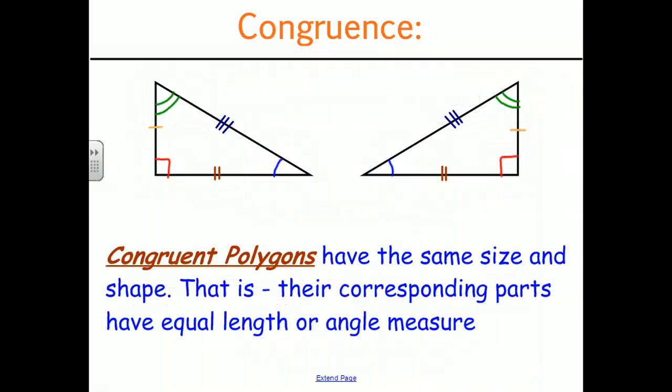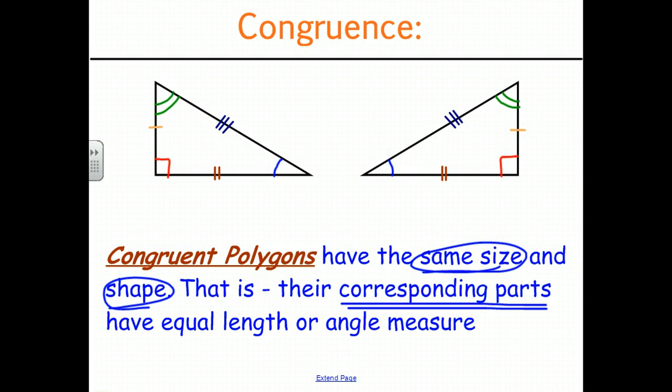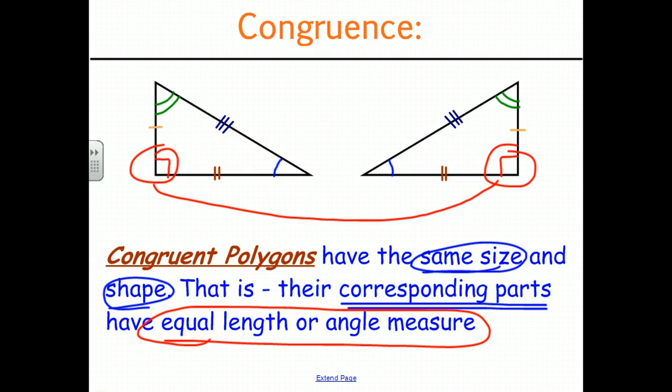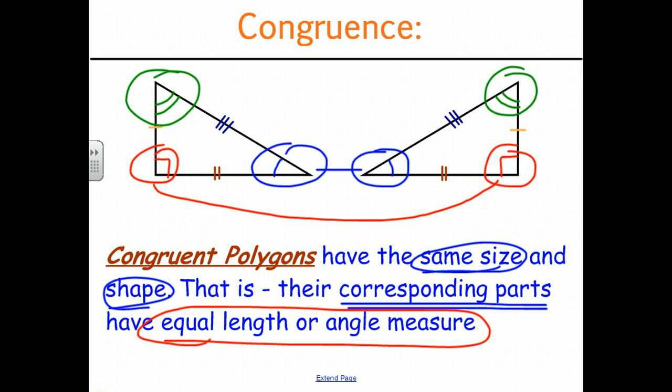A congruent polygon has the same size and shape as another congruent polygon. They can only be congruent to each other. You need two or more polygons to be congruent because they have to be congruent to each other. That is, if they have the same size and the same shape, that is, their corresponding parts, their angles, their sides, have equal length or equal angle measure. Again, we said these two right angles were corresponding. Those two angles have equal measure. The two smallest angles, as we said before, have equal measure. The two middle angles have equal measure.